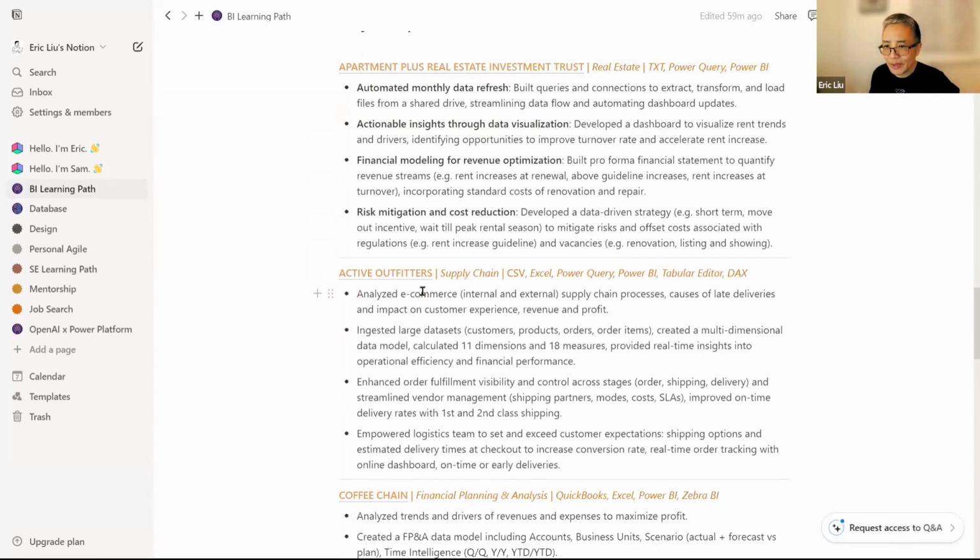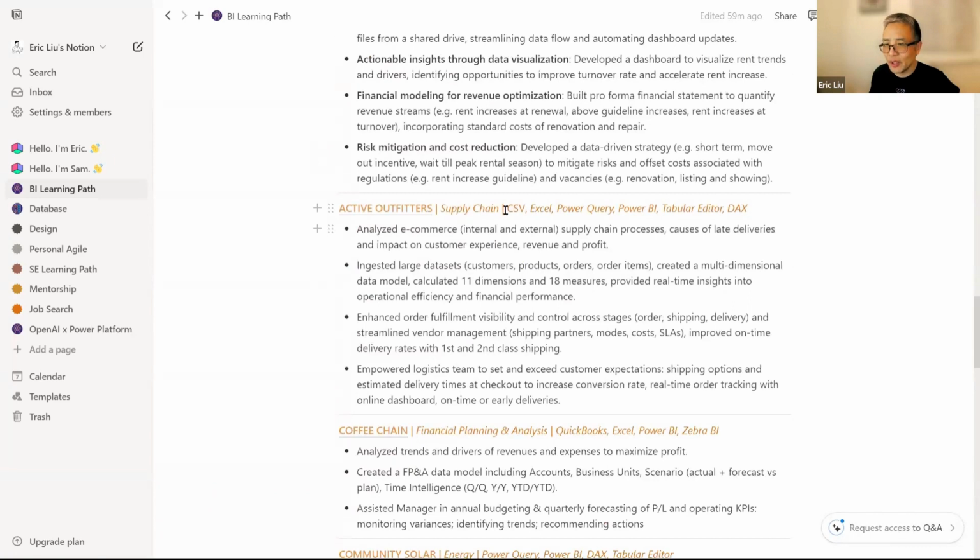What about active outfitters? So this is e-com. This is actually supply chain, sorry, supply chain. Let's take a look at it. So 4 bullets. You analyze e-commerce, internal and external supply chain process, causes of delay, causes of late delivery, and the impact of late delivery on customer experience and revenue and profit.